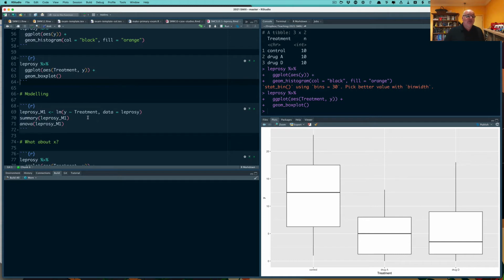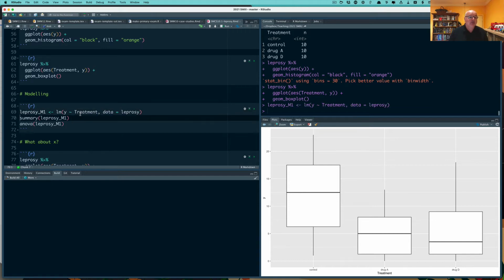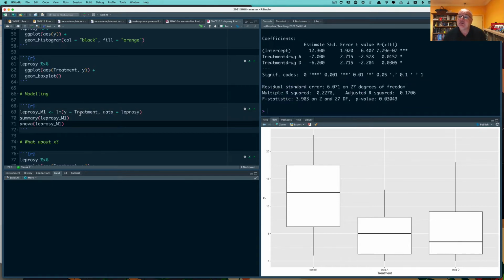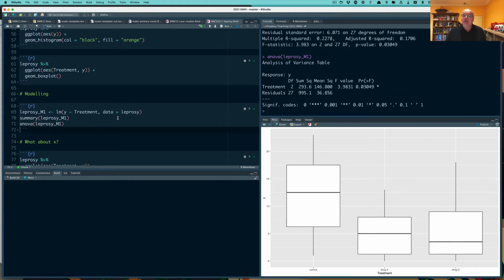So let's just do a simple model. We're going to model the number of bacilli on the treatment. So let's do that. Have a summary. Looks like we've got a significant difference of both A and D compared with the control, which is good. Because we've got a categorical predictor, we look at all that information in one go. And yes, we've got a nice significant effect of treatment.